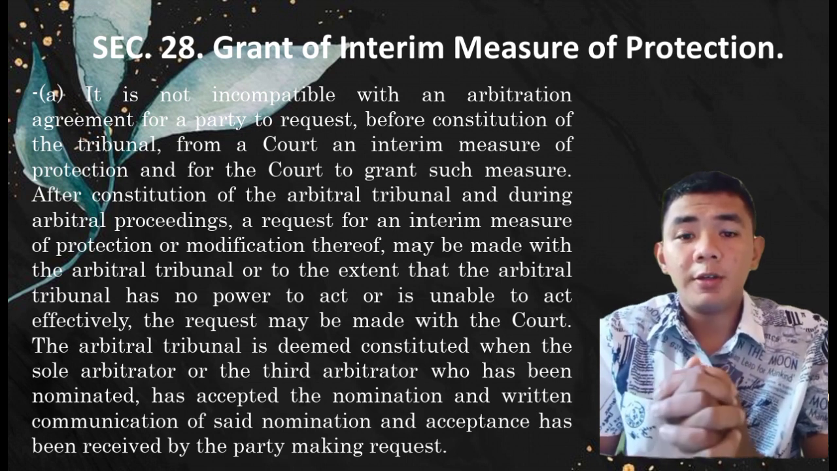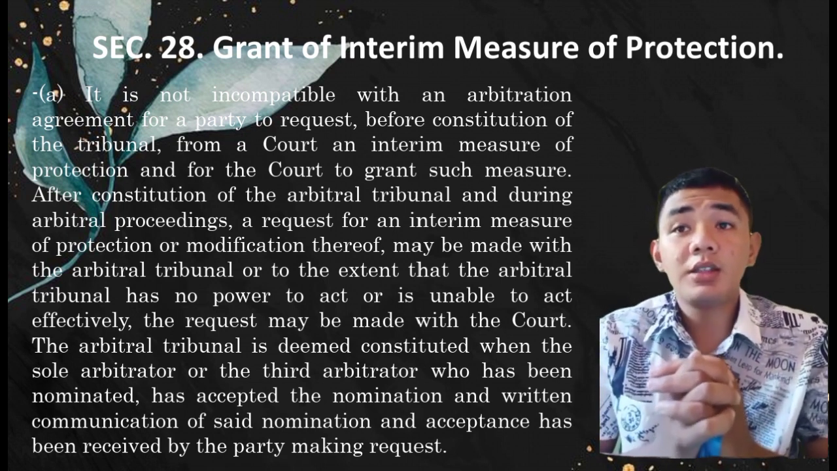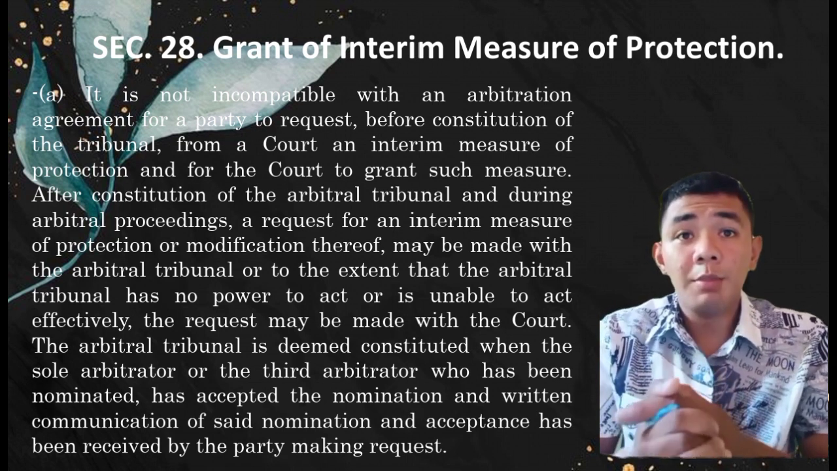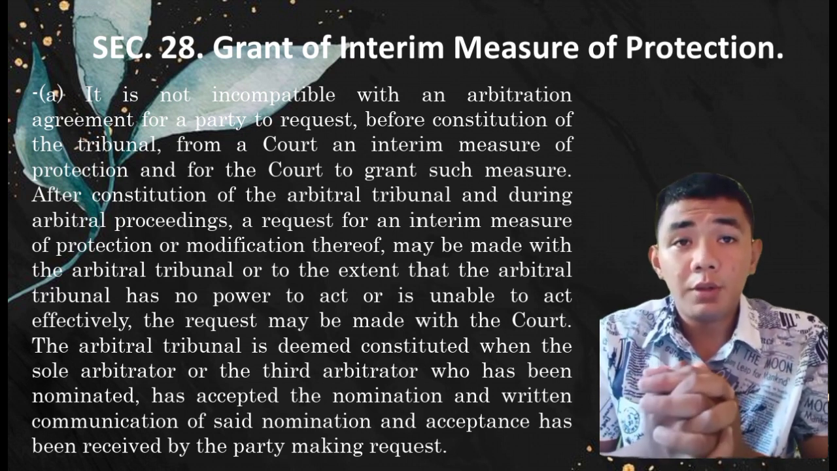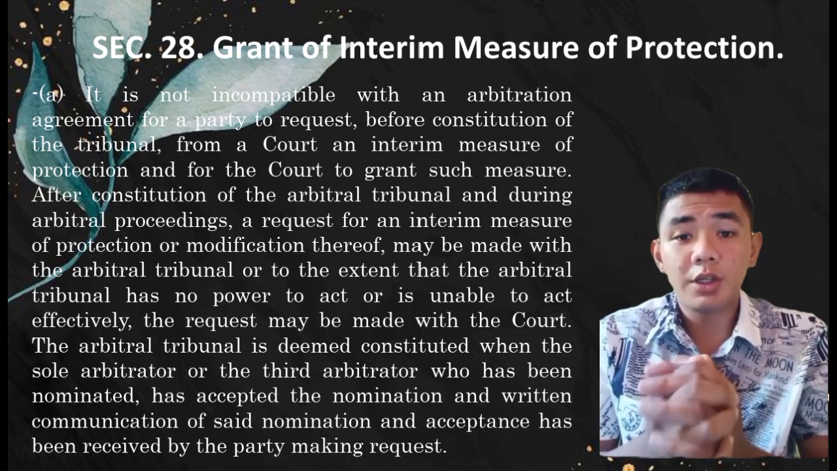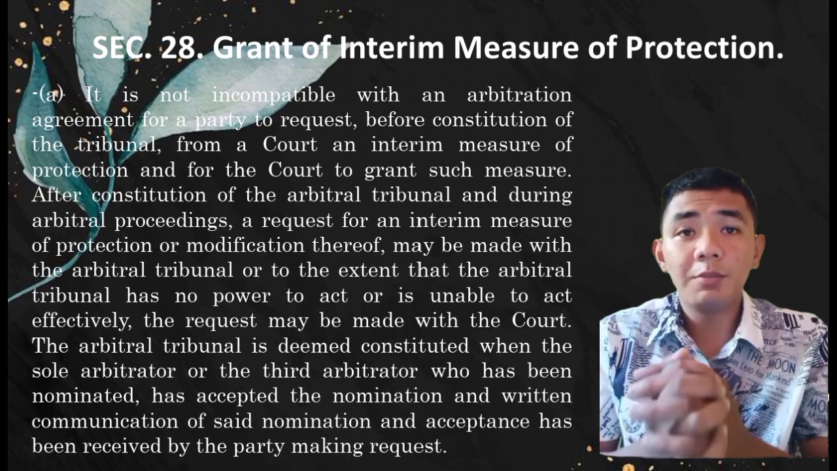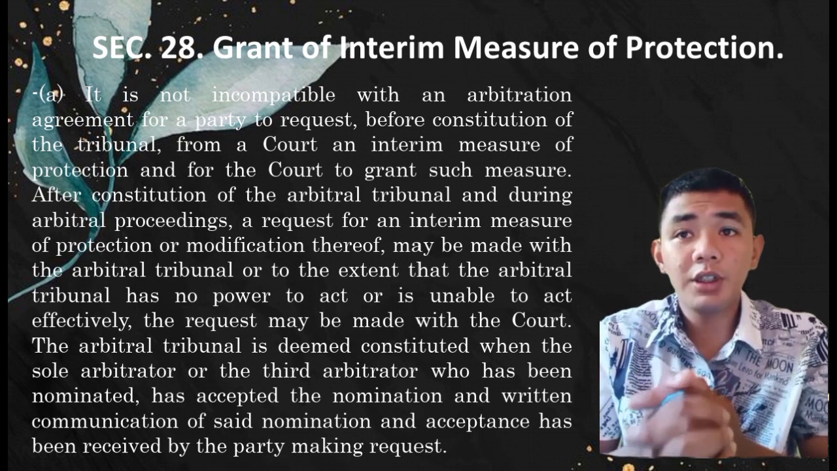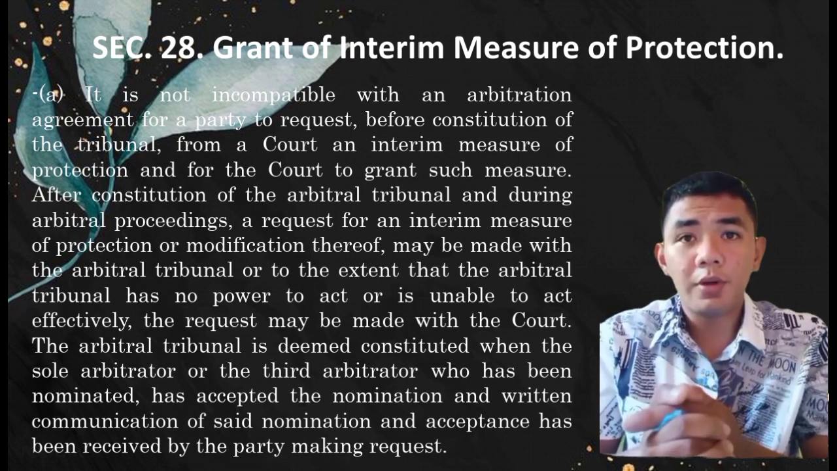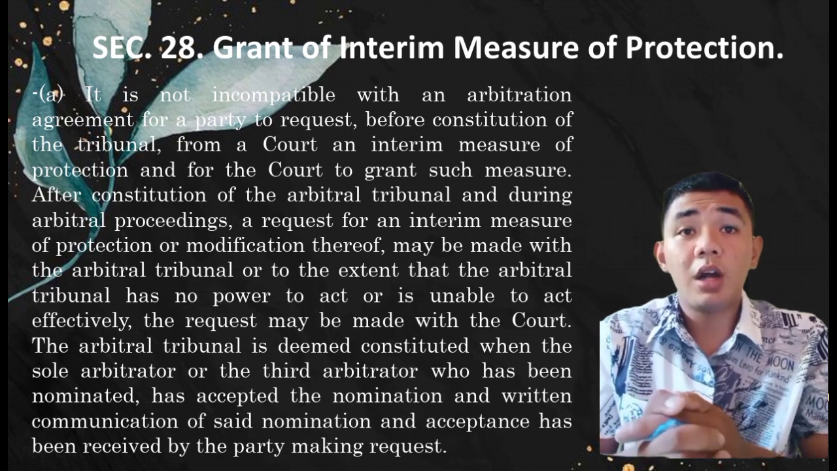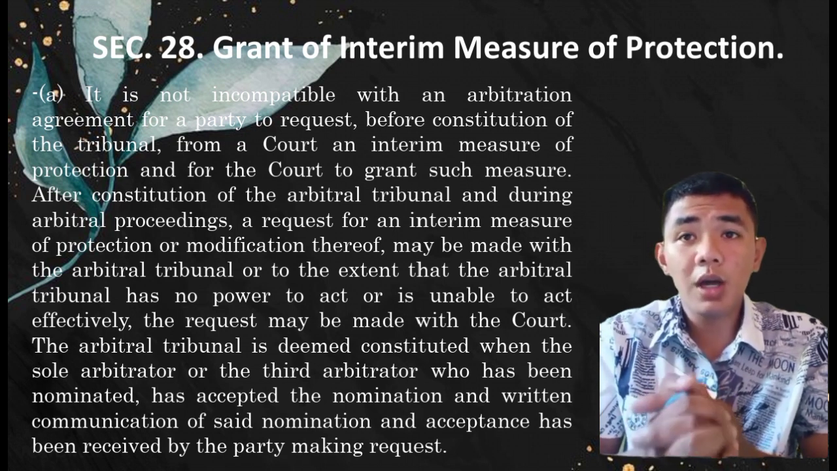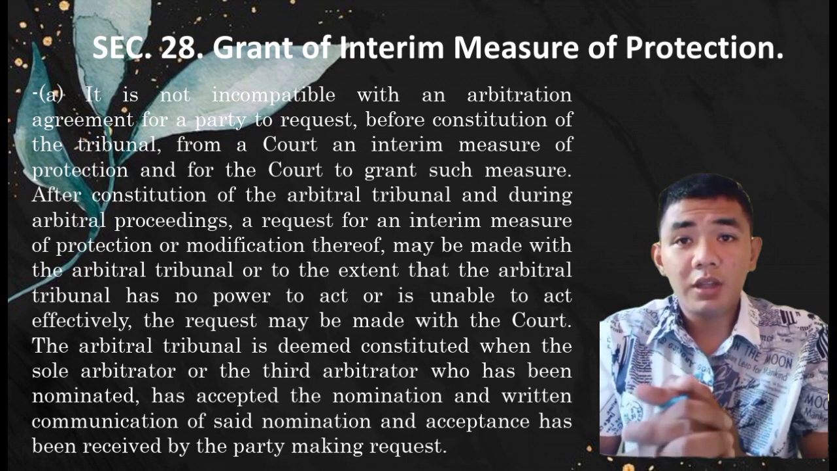Paragraph A. It says that it is not incompatible with an arbitration agreement for a party to request, before constitution of the tribunal, from a court an interim measure of protection and for the court to grant such measure. After constitution of the arbitral tribunal and during arbitral proceedings, a request for an interim measure of protection or modification thereof may be made with the arbitral tribunal, or to the extent that the arbitral tribunal has no power to act or is unable to act effectively.